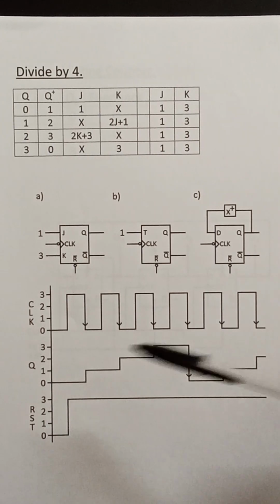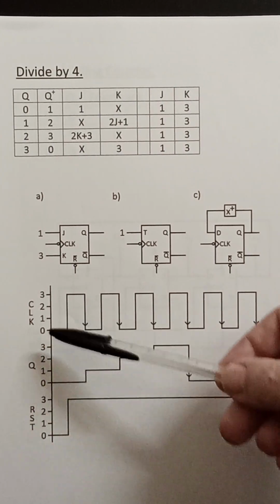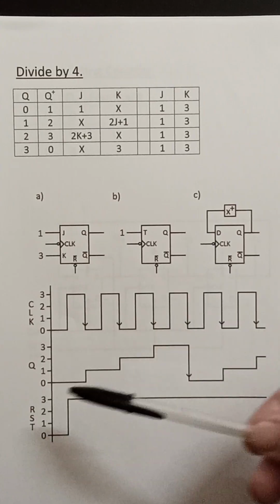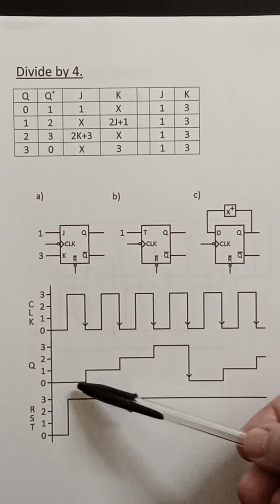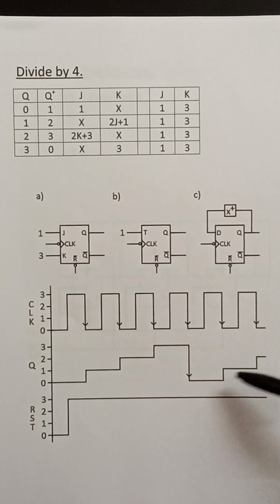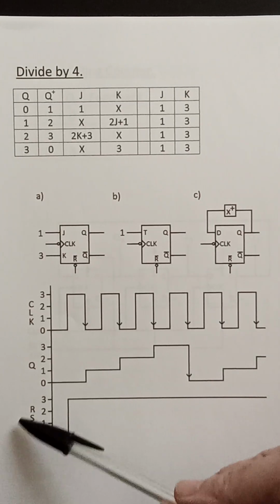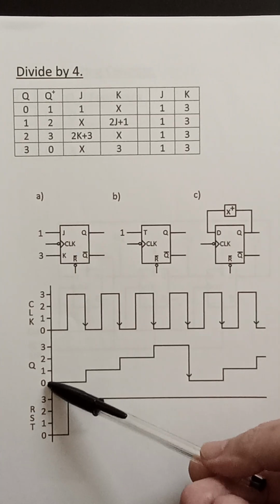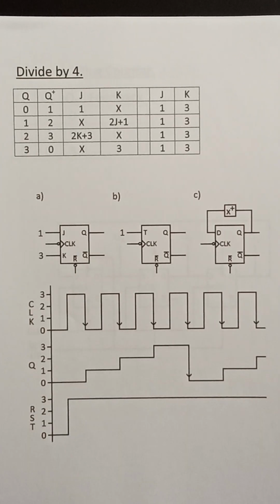Right, so this is the clock timing diagram. The clock cycles between 0 and 3. Q goes 0, then 1, then 2, and 3, and back to 0 again, and cycles. And this is a startup reset, which resets Q to 0.